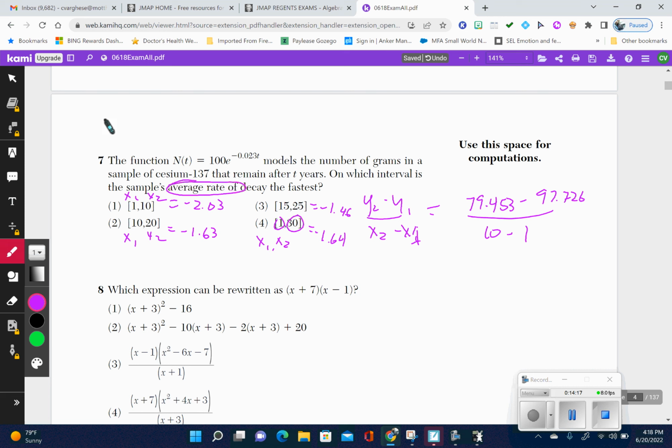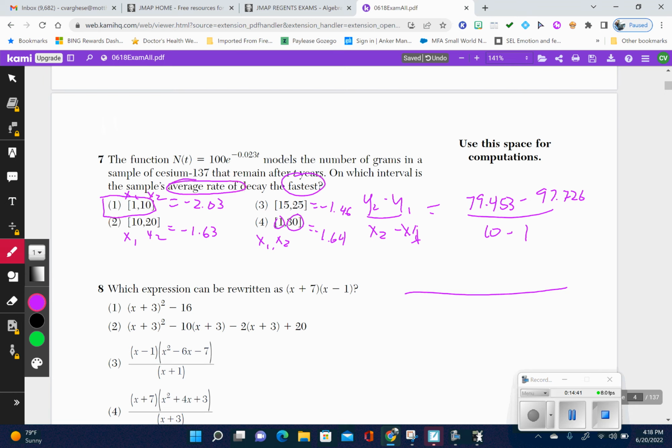So the fastest one is going to be the one that is the largest number, not on a number line, but it's asking you which one is the fastest. So it can be fast increasing or fast decreasing. So the one that's the highest, this was the only one that is 2, so the correct answer is answer choice number 1, decaying the fastest.